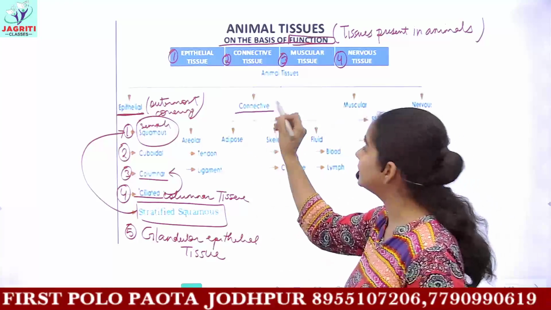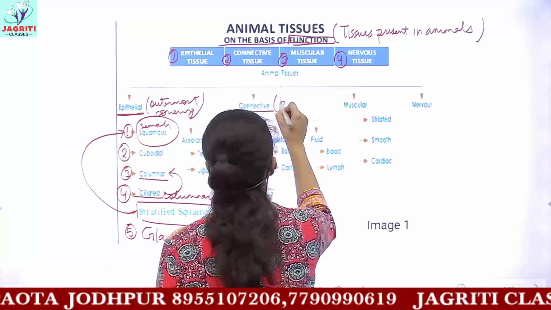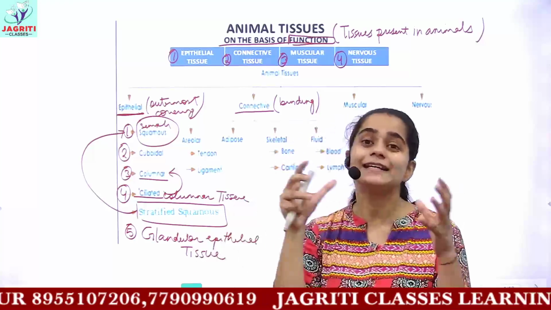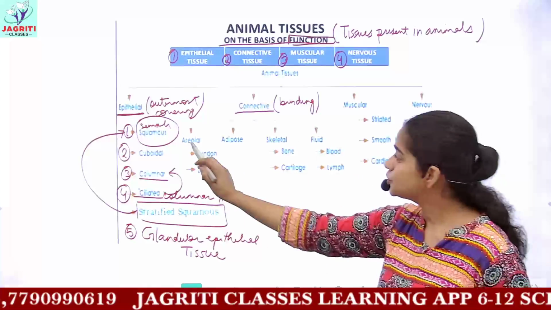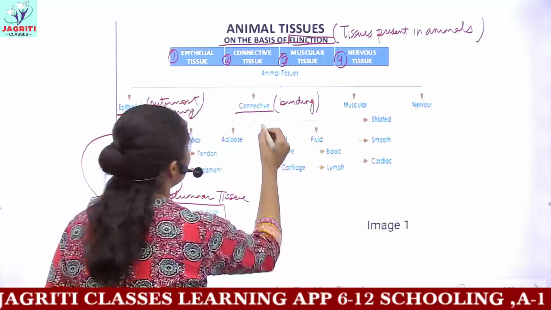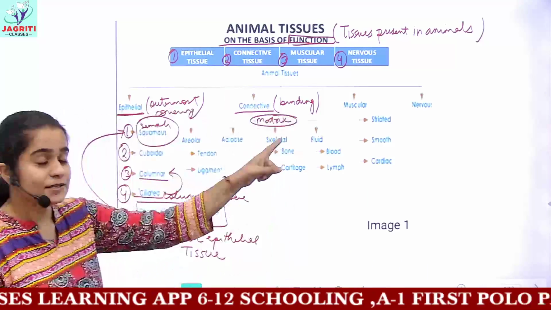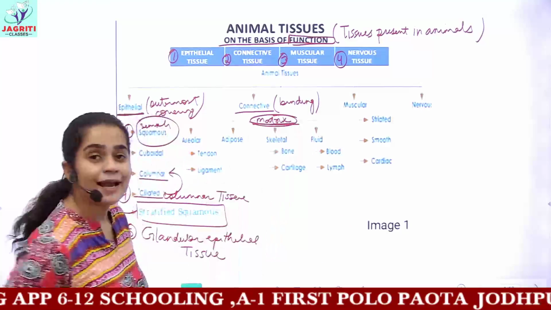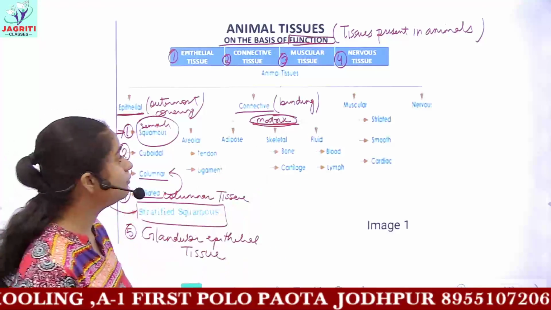Next comes connective tissue. From the name itself we have an idea that connective tissue has a binding purpose, or it helps to link and connect different body parts or different body organs. This connective tissue is further divided into various categories, and this division is made on the basis of matrix. So the basis of classifying connective tissue into various categories is the matrix. We'll deal with what we mean by the term matrix and what the different kinds of matrix are.